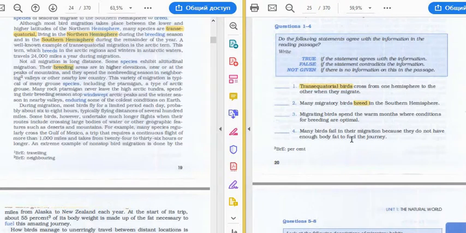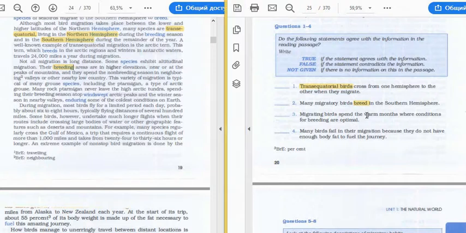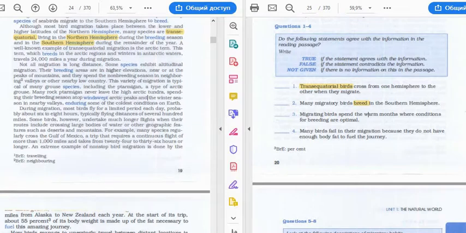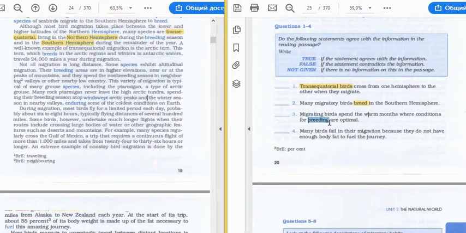The third question is: migrating birds spend the warm months where conditions for breeding are optimal. Spend where conditions, warm months. So let's highlight the third question, that migrating birds spend the warm months where conditions for breeding are optimal. Let's talk again about breeding, and breeding conditions, and where they spend those warm months.